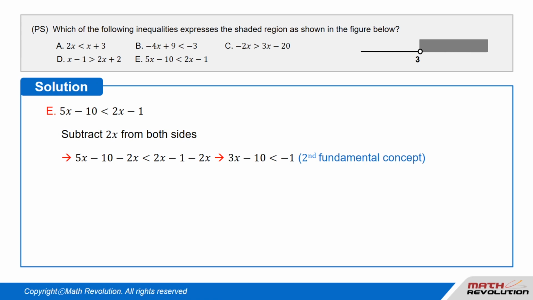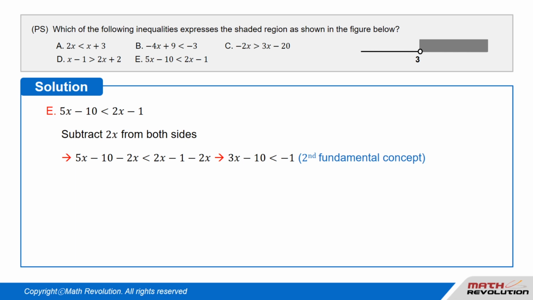E. 5 times x minus 10 is less than 2 times x minus 1. If we subtract 2 times x from both sides of 5 times x minus 10 is less than 2 times x minus 1, we have 5 times x minus 10 minus 2 times x is less than 2 times x minus 1 minus 2 times x, or 3 times x minus 10 is less than negative 1, by the second fundamental concept in inequality.